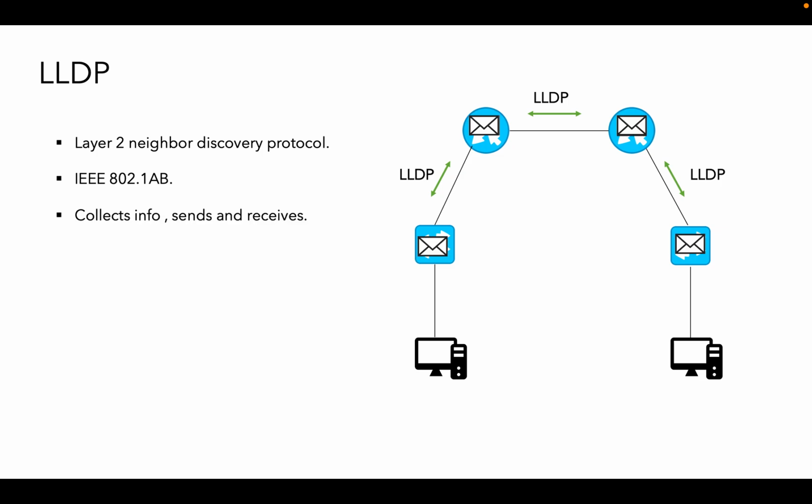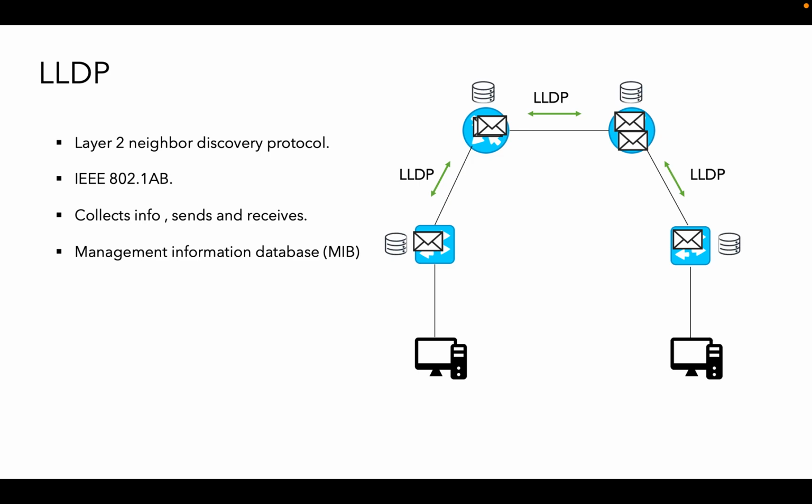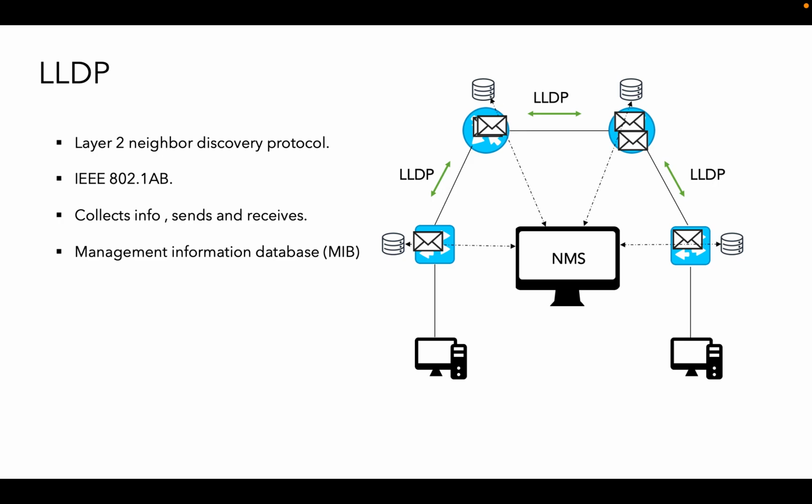The LLDP protocol collects information about local interfaces, sends this information to neighbors, and receives information from the neighbors as well. It standardizes methods for network devices to advertise themselves to other systems and to store discovered information. It allows network devices to advertise capabilities, identity, and other information onto a LAN. Devices on the LAN then store this received data in the Management Information Base, or MIB, which in turn helps the network management system, or NMS, to build the topology of the network by querying those databases using SNMP.